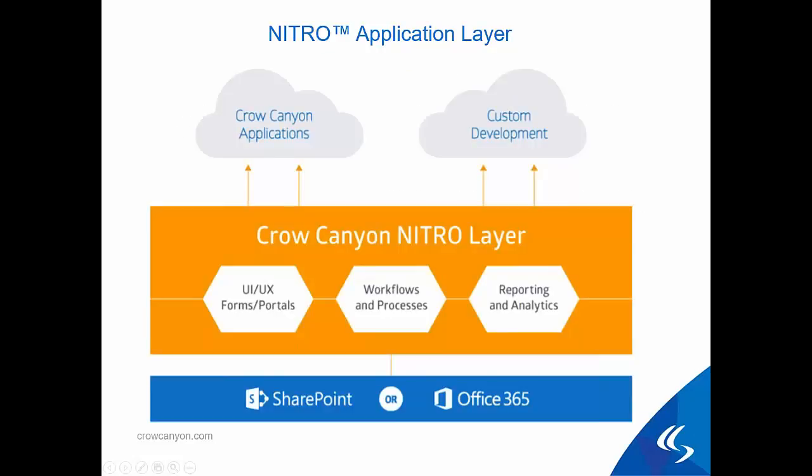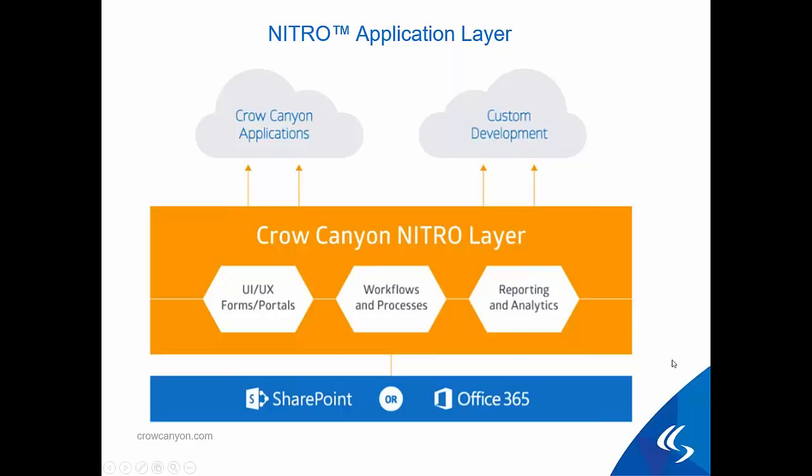We have this application layer, we call it Nitro, and you can see that it has UI, UX with forms and portals, workflows and processes, and reporting and analytics. We also have database integration and other aspects to it too, but basically this is used to make SharePoint and Office 365 much more capable as we produce our applications and custom development. And right now we're focusing on the middle part, workflows and processes.